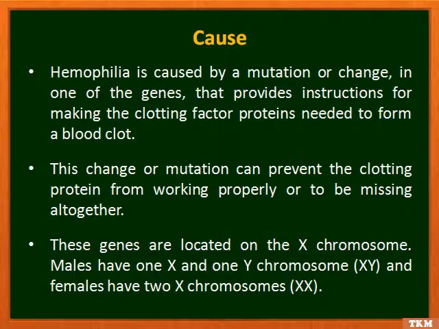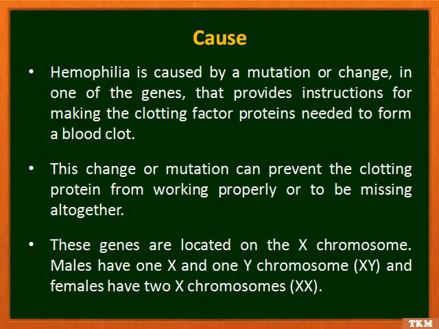It is caused by mutation or change in one of the genes that provides instruction for making the clotting factor protein needed to form a blood clot. This change or mutation can prevent the clotting protein from working properly or cause it to be missing altogether. These genes are located on the X chromosome. So what does that mean? Males have one X and one Y chromosome, whereas females have two X chromosomes.